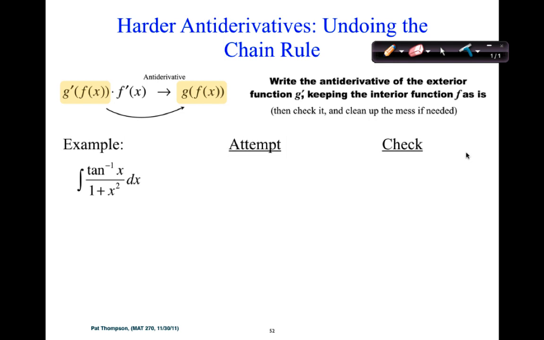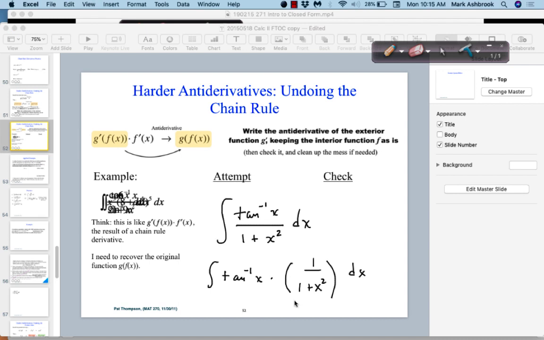But you got to be good to get this. This is a little tricky, but it is undoing the chain rule, so give it a shot. So, what is the g prime of f? Exhibit A or Exhibit B?